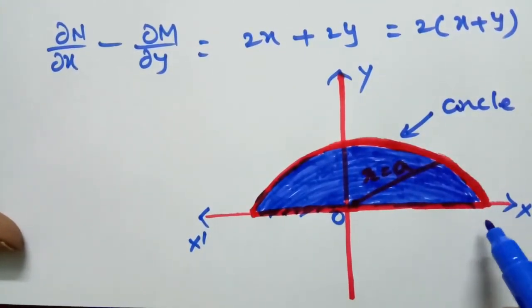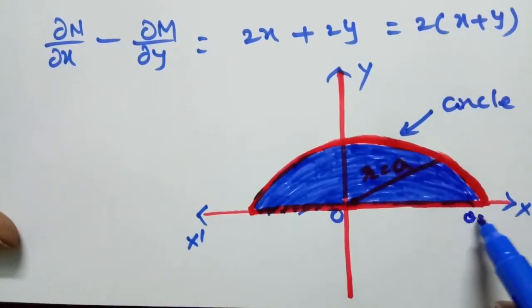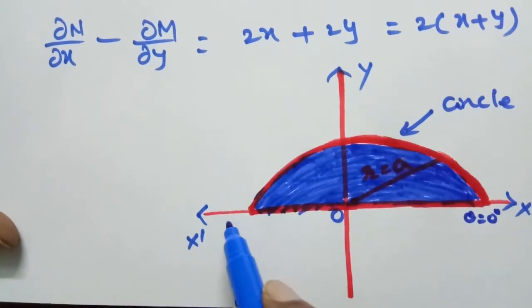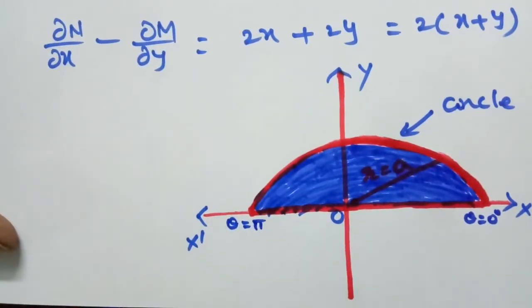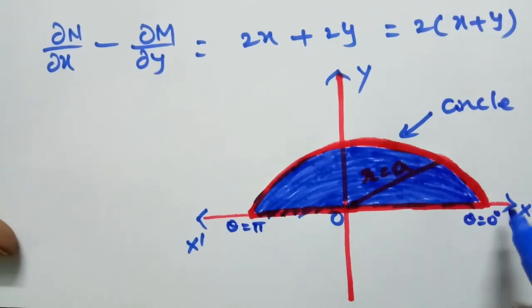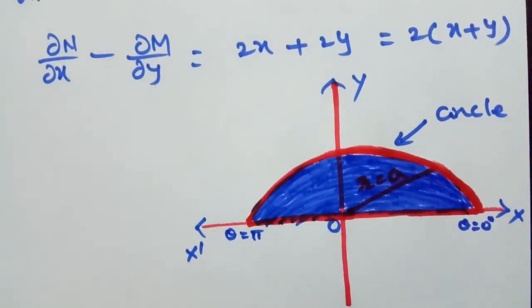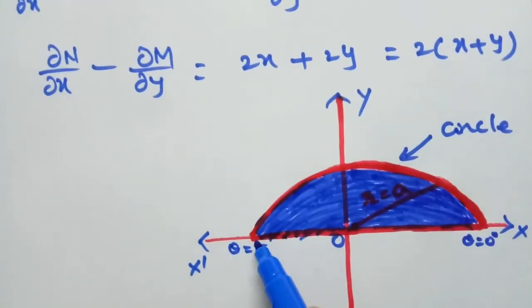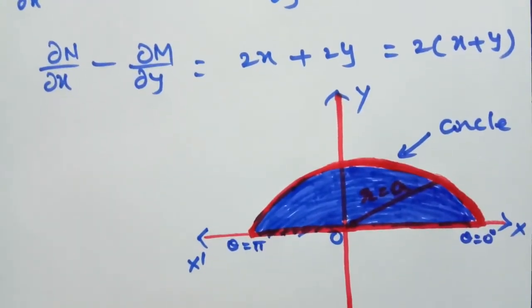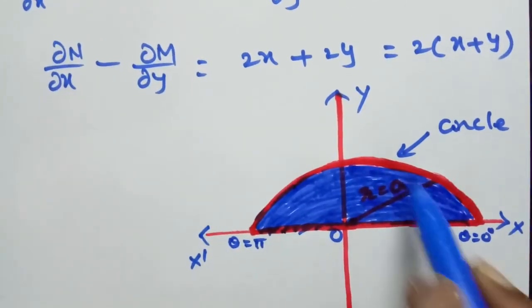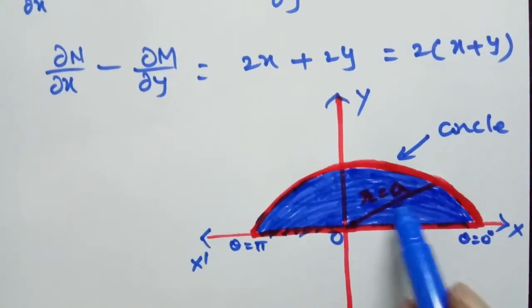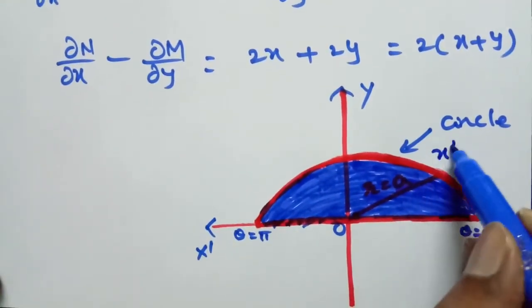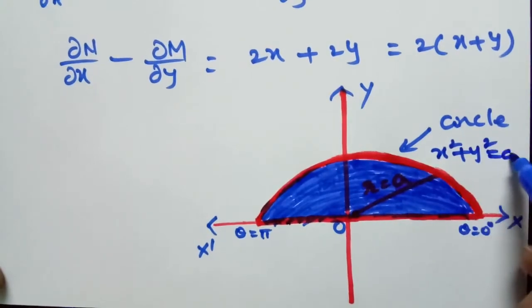This is theta 0 degrees angle in the circle. So, here theta is equal to 180 degrees, that is pi radians. So, starting angle is 0 and upper half of the circle ends at theta is equal to 180 degrees, that is pi radians. This is the area bounded by the upper half of this circle and the x-axis. Circle is x square plus y square is equal to a square.